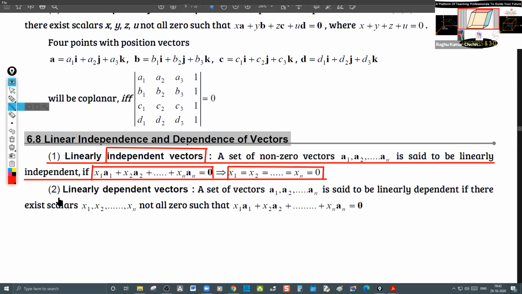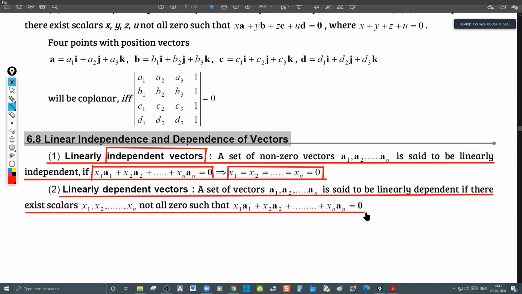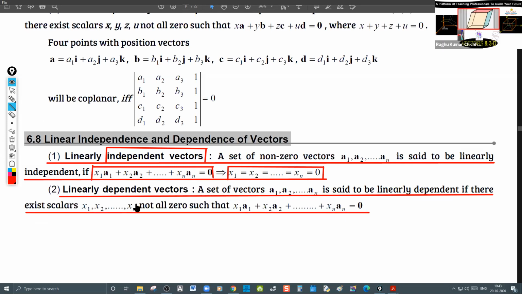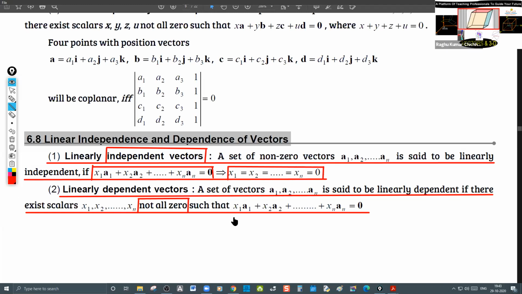Come on, continue reading the second one. Linearly dependent vectors: a set of vectors A1, A2, and so on, An is said to be linearly dependent if there exist scalars X1, X2, and so on, Xn, not all zeros, such that X1 A1 plus X2 A2 plus so on, Xn An is zero. Very, very important is that he is saying not all zeros. Why did he say that? In the above case, all are zero, but here not all zero, and there exists a linear relation because they are linearly dependent vectors.